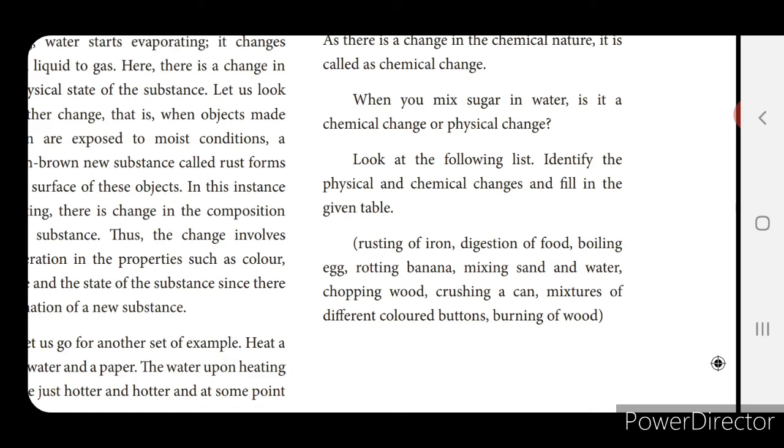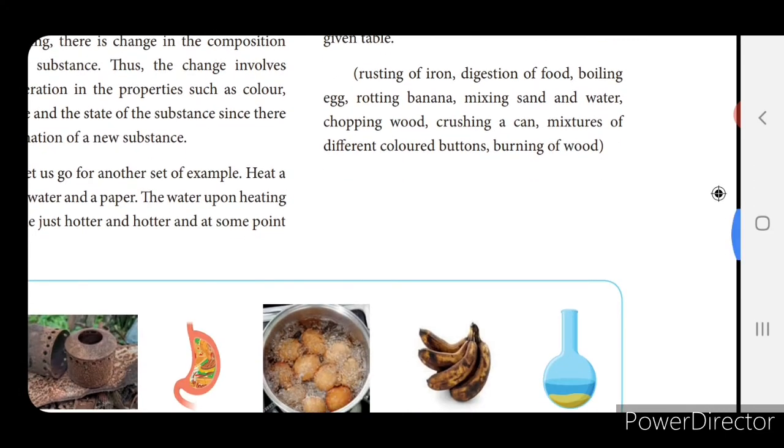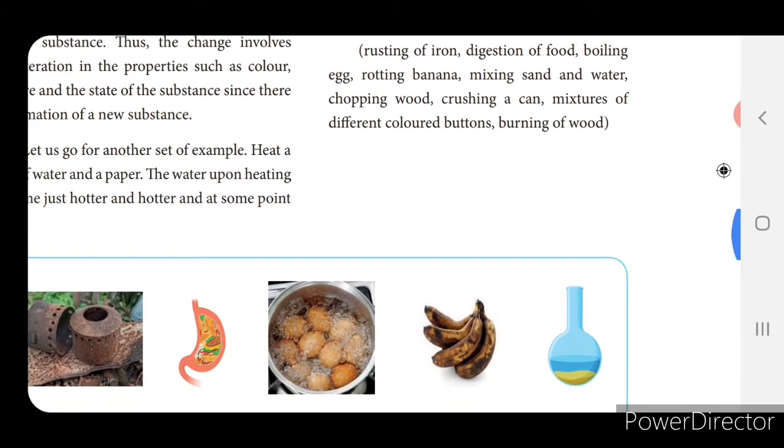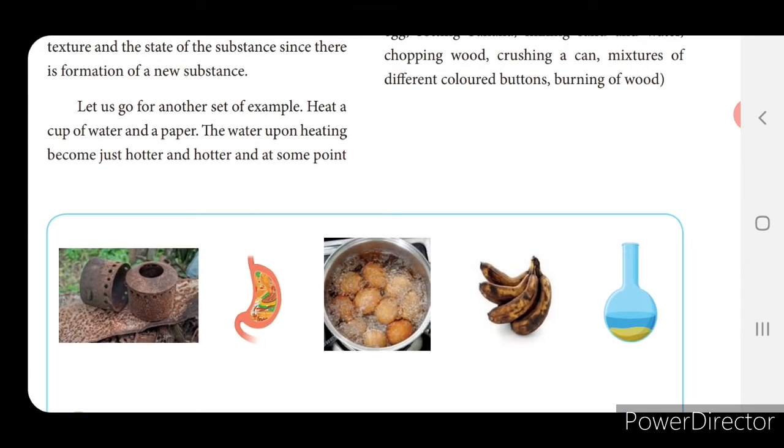So here a picture is given: rusting of iron, digestion of food, boiling egg, rotting banana, mixing sand and water, chopping wood, crushing a can, mixtures of different colored buttons, burning of food. So if you take these changes one by one, we can see. First one, rusting of iron. Here iron is converted into iron oxide, so it is a chemical change.